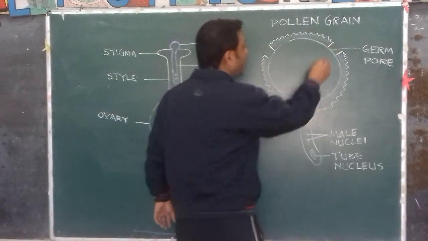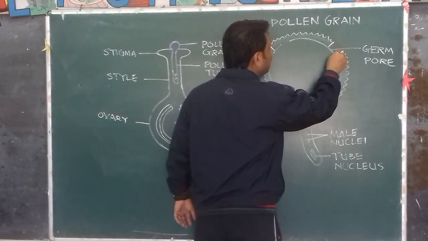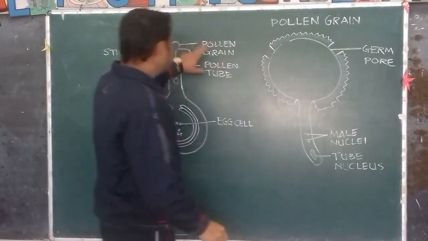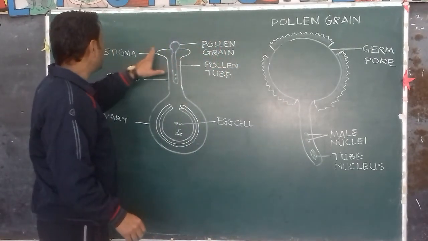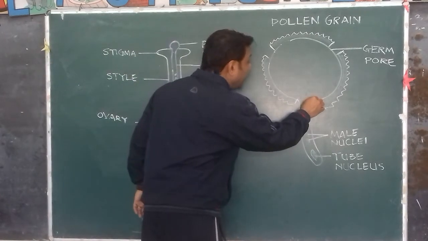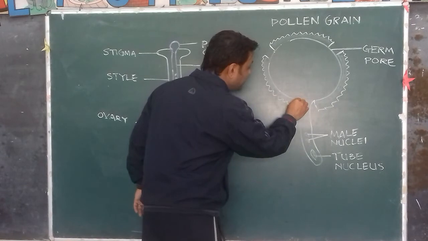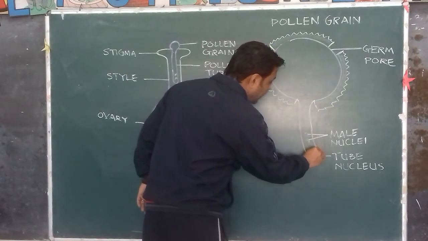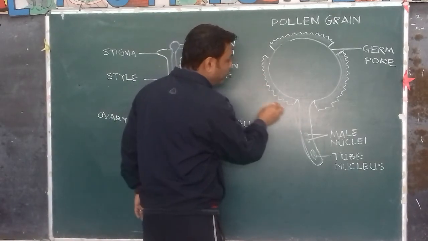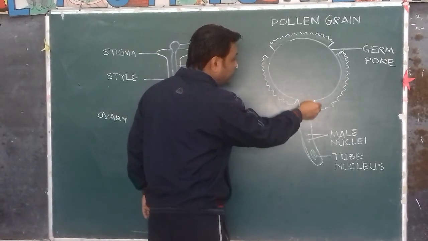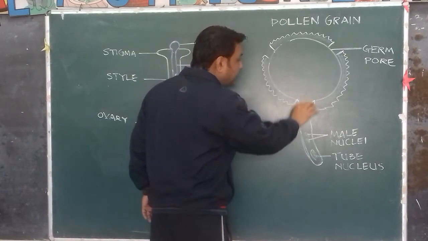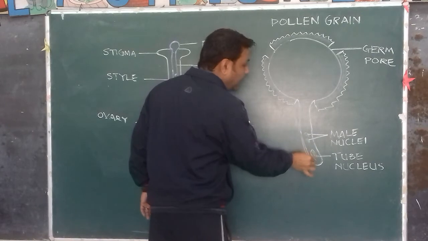Now we have some tiny pores, which are known as the germ pores. As the pollen grain sticks to the stigma of the flower, it produces a pollen tube. This is the pollen tube. As you can see, this entire thing is the pollen tube. The pollen tube extends from one of the germ pores, in which the nucleus divides into two parts, the male nuclei and the tube nucleus.